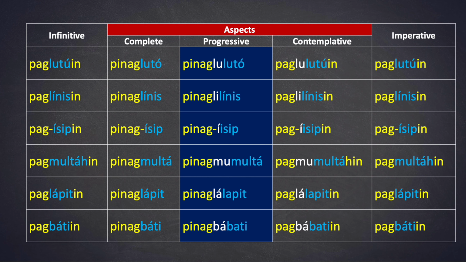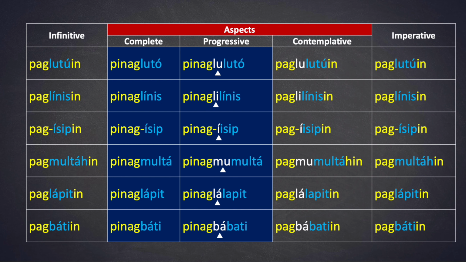The formula is simple. Just use the completed form and reduplicate the first syllable of the root word, represented here in white letters. Let's try.